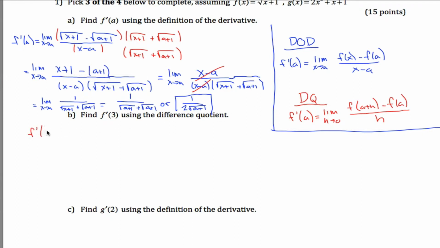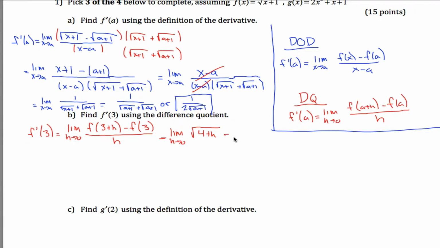The difference quotient tells me that f prime of 3 is equal to the limit as h approaches 0 of, should I write it out? Sure, I'll write it out. Of f of a plus h, my a being 3 in this case, minus f of a, again my a being 3, divided by h. Okay, the limit as h approaches 0 of f of 3 plus h. Well, f of x is the square root of x plus 1. So f of 3 plus h would be the square root of 3 plus h plus 1, aka 4 plus h.